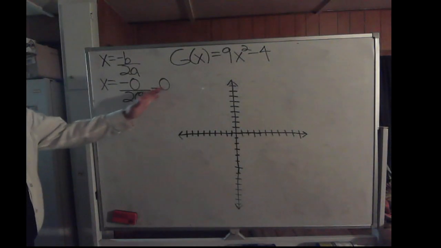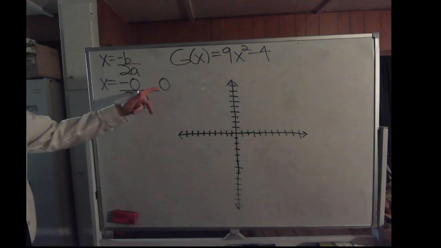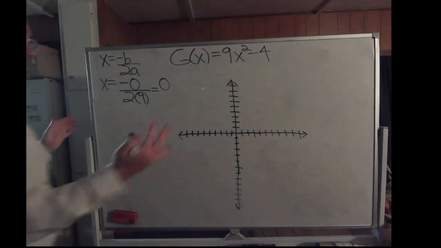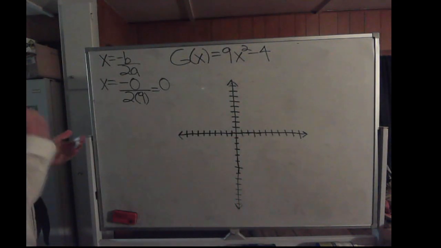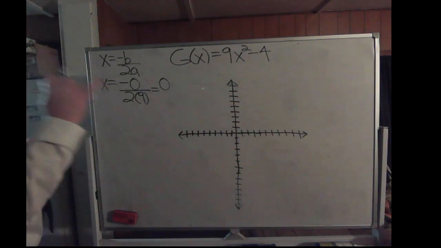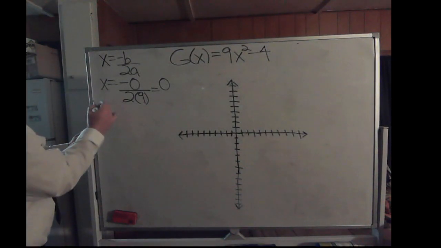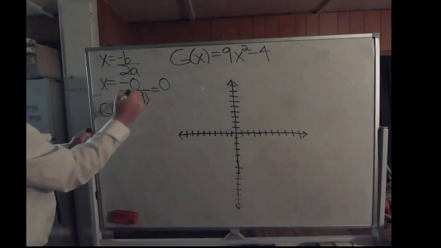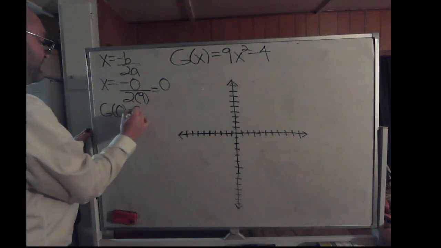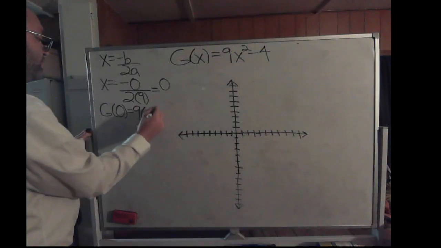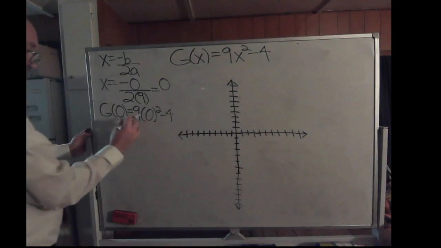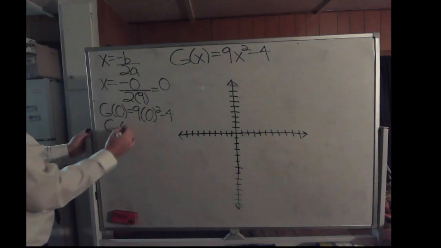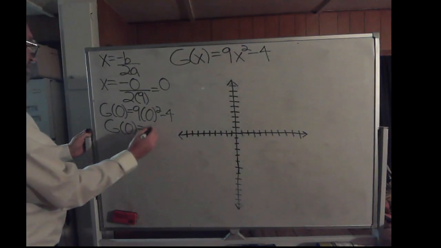Which means that's also your line of symmetry, at x equals 0, so that's the entire y-axis. Now, in order to find the y-coordinate of the vertex, let's go ahead and do capital G of 0. That'd be 9 times 0 squared minus 4. Well, 9 times 0 squared is 0, you just get negative 4. So G of 0 equals negative 4.